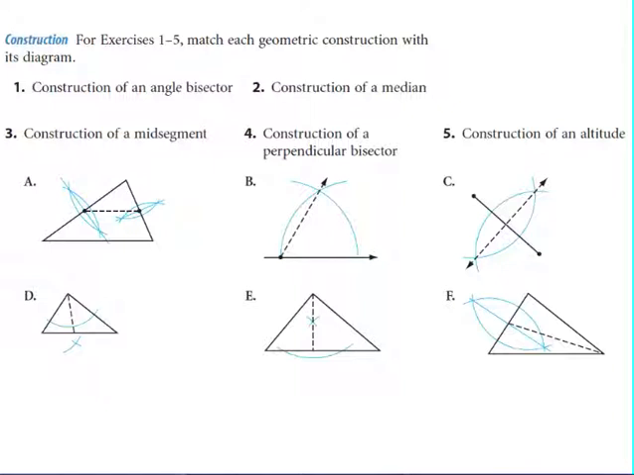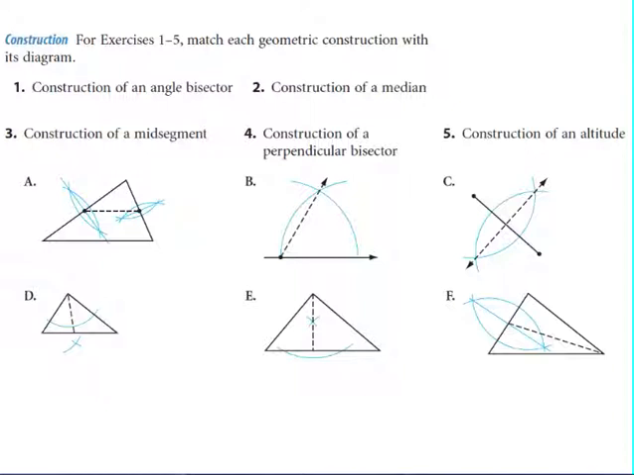So let's see, construction of an angle bisector. Do we see the construction of an angle bisector anywhere? Now let's see what an angle bisector does. Remember, what do we start with for an angle bisector? We start with an arc. Okay, so first of all, A is probably going to be out. The rest of them kind of have arcs. Once we got to the arc, do you remember what we did?